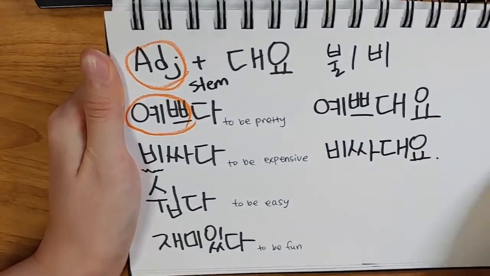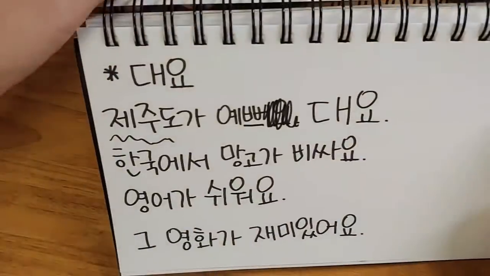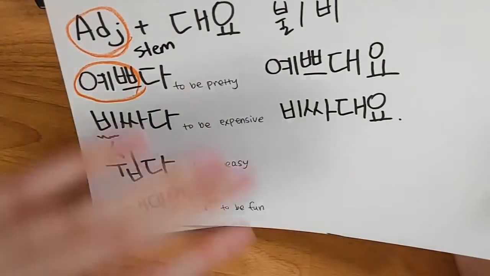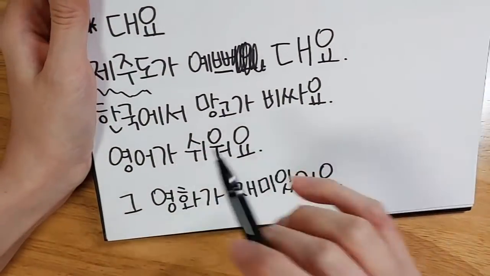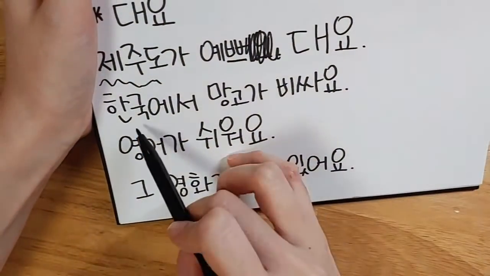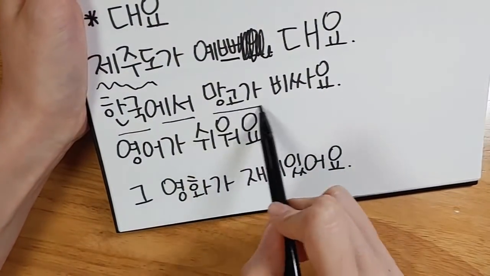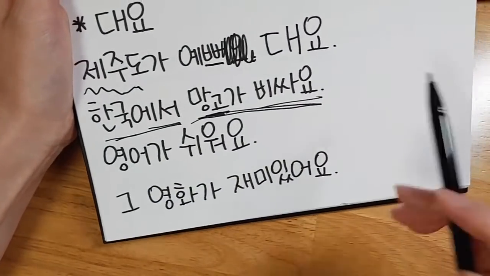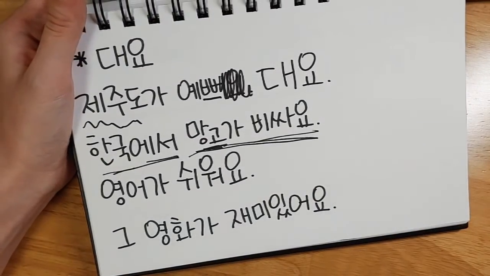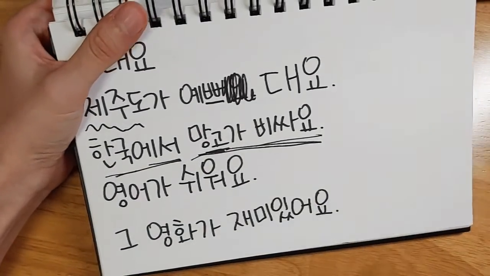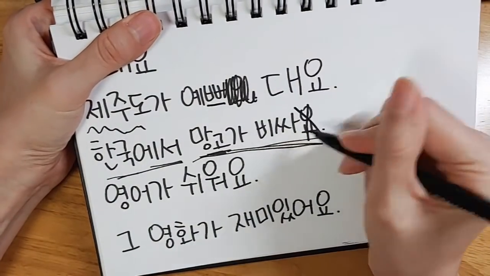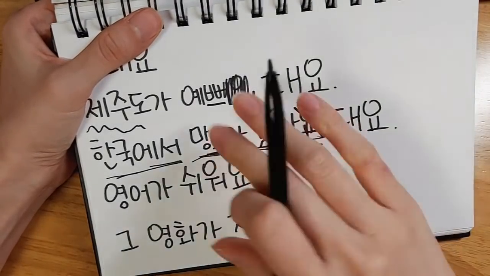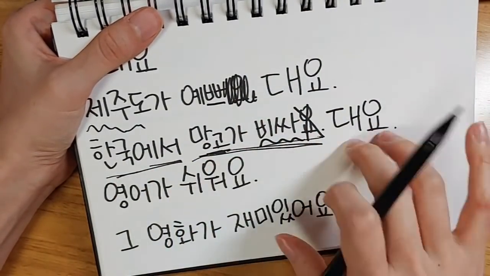비싸대요. Oh no, you guys are cheating. You already went to this sentence. We're just about to do this. No, you're not cheating, I'm just kidding. But yes, you guys are right. If you want to say, in Korea, 망고가 비싸요, it means in Korea, mango is expensive. But if you want to say, I hear in Korea mango is expensive, you just take the stem of the adjective and combine it with 대요. So it becomes 한국에서 망고가 비싸대요.